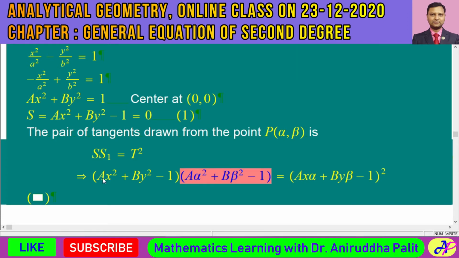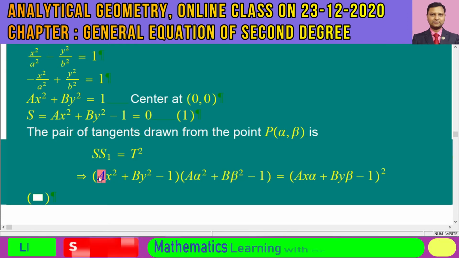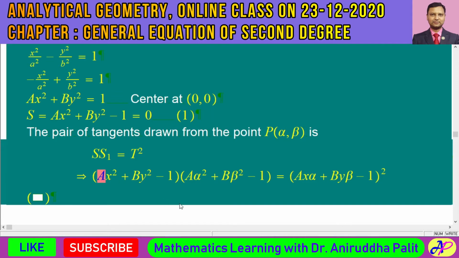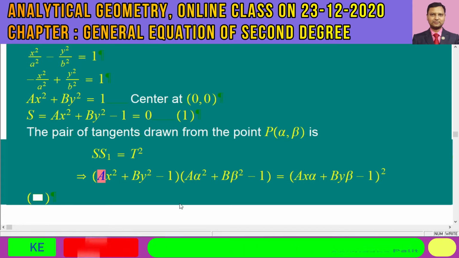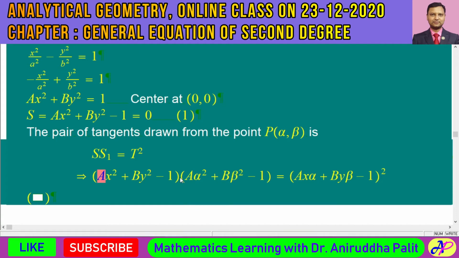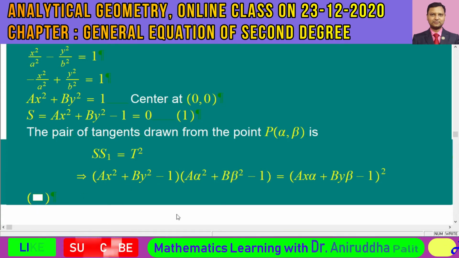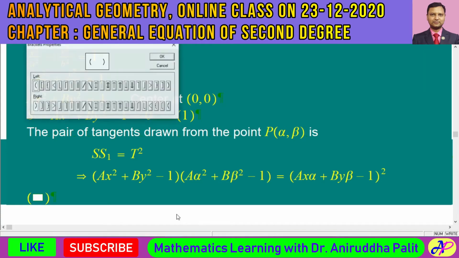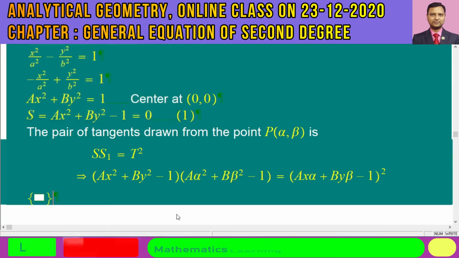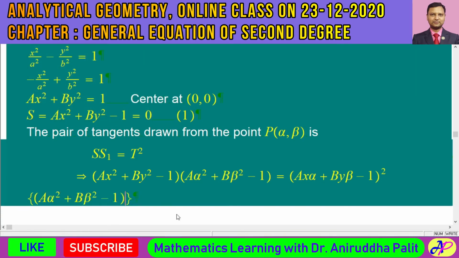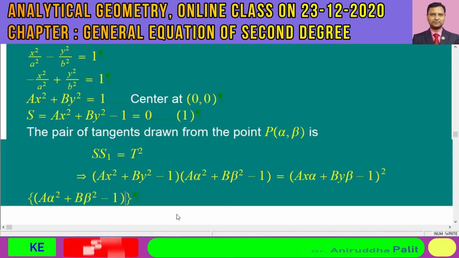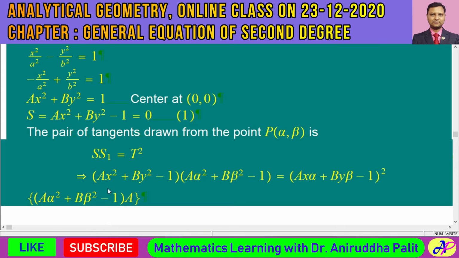So this expression multiplied by this first term will give rise to a coefficient of x square. So capital A multiplied by this expression. Got it? This would be the coefficient of x square. Let me write it within this kind of braces. So this expression multiplied by A would give us the coefficient of x square.